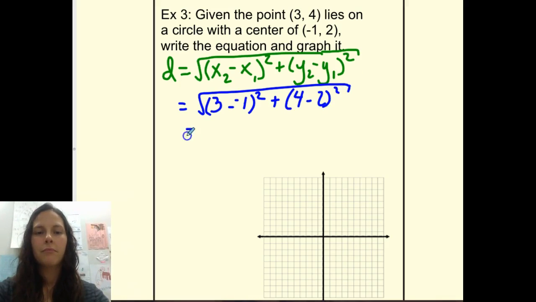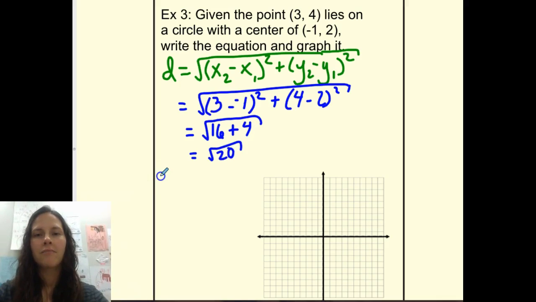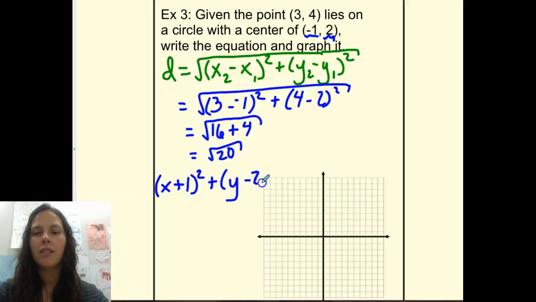3 minus negative 1 is 4. 4 squared is 16. 4 minus 2 is 2. 2 squared is 4. So we have a radius that is the square root of 20. Putting that into our equation, we would have x. The negative 1 goes in with the x and becomes opposite, plus y. The 2 goes in with the y and becomes opposite, squaring each of those. And then we would have equals the square root of 20, which is our radius, squared.